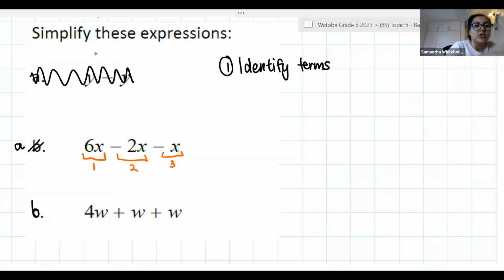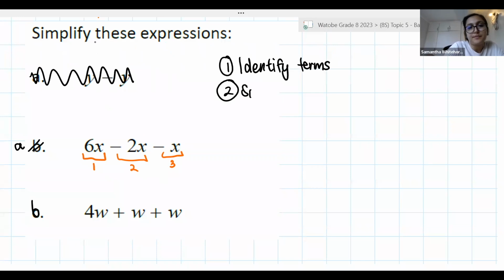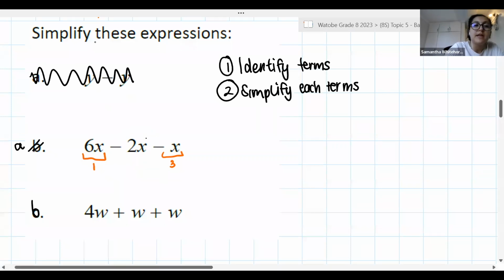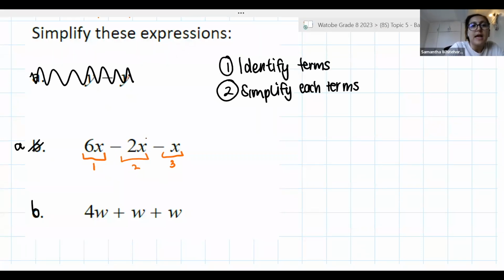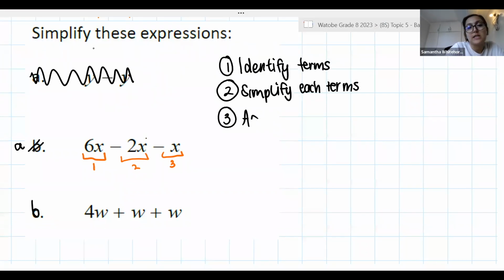Once I've identified my terms, I always want to double check if I can simplify the terms. Sometimes this is already done for you, as is the case in question A. Sometimes you still need to do it. For example, if this was over 2, you could simplify that fraction. But in this case, there's no simplification that I need to do. Only once all of my terms are as simple as they can be do I go and add and subtract my like terms.